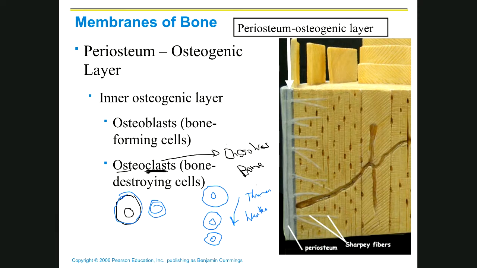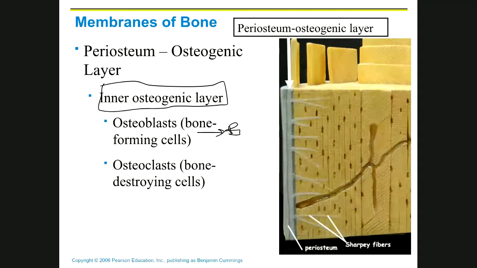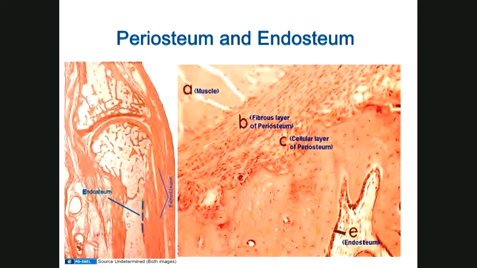So this osteogenic layer has both types of cells. So I can build bone, but I can also destroy and remove bone. Come back to this picture. I can build bone, but I can also eat away the bone and remove the bone.